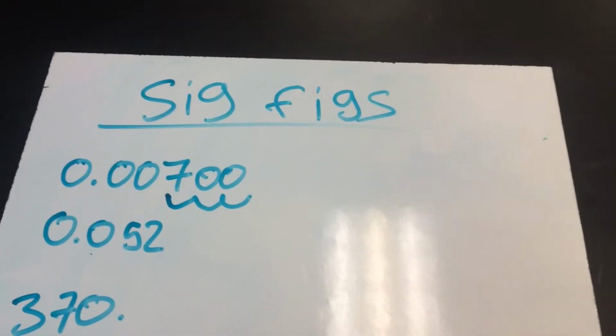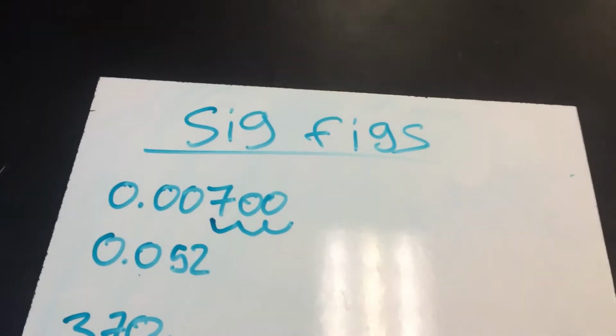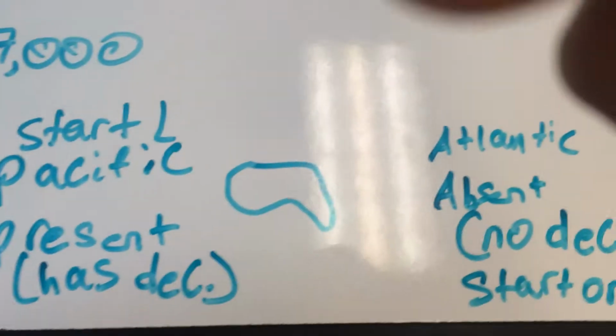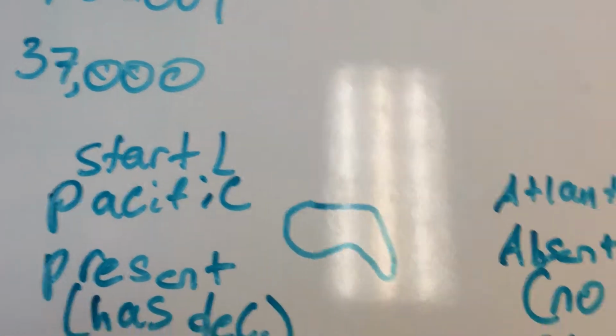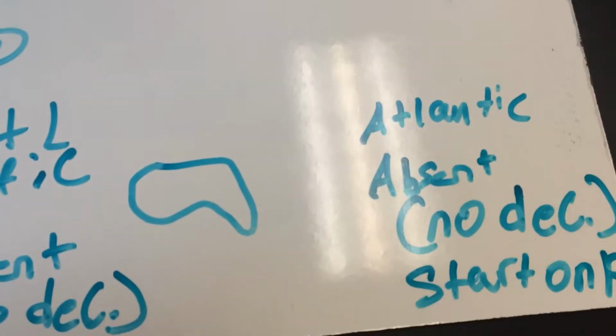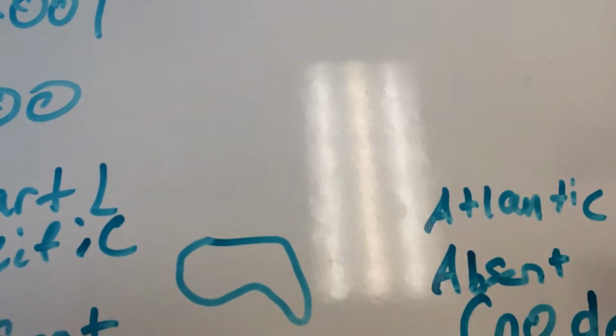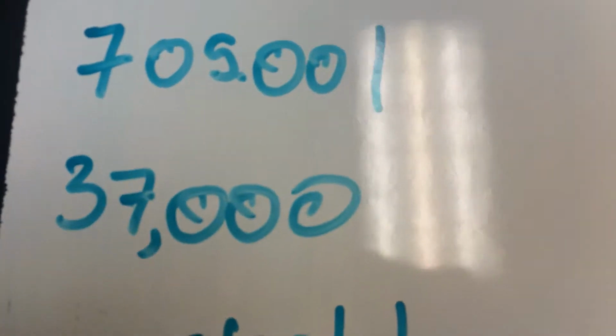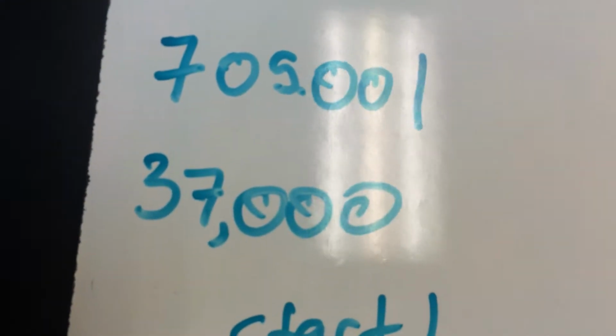Okay, so today's lesson is going to be on sig figs, otherwise known as significant figures. At the bottom, you'll see the key to learning this, which is Specific and Atlantic. Gotta love the drawing of the USA right here. Okay, so Atlantic is for absent, no decimal point. You start from the right and work your way left. An example of this would be right here, 37,000.